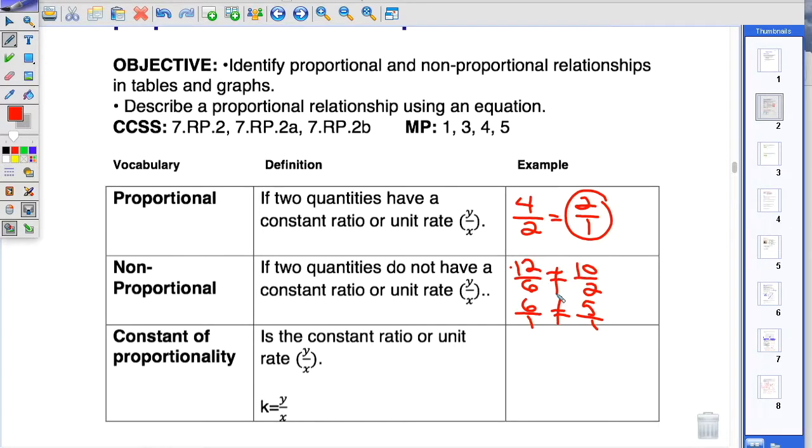The constant of proportionality definition is the constant ratio or unit rate where we have y over x. The constant ratio variable to identify it is k, and we want to have y over x. The constant ratio is y over x. So in the first example, the constant ratio would be 2 over 1.